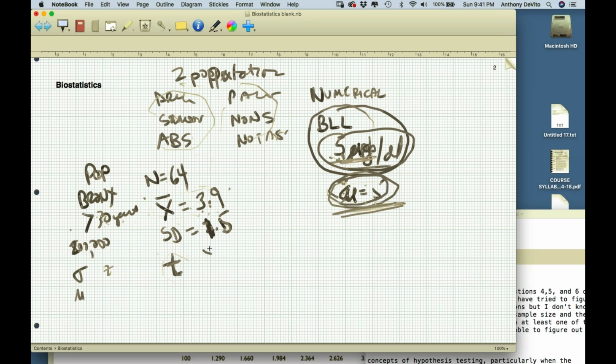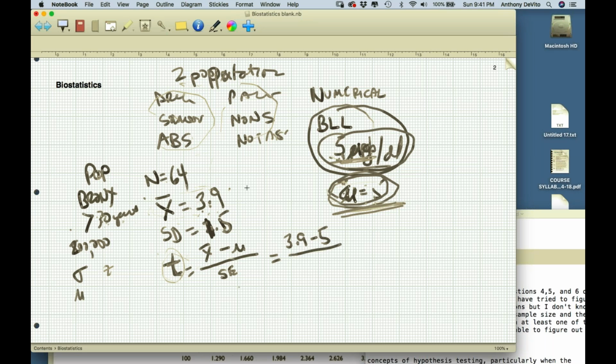Well, what are they? It's x bar minus mu, right? That's the difference between the two means, right? So that's 3.9 minus 5. That's how different they are, over the standard error. That's our standard deviation for repeated samples of size 64. It's called our standard error, right? So let's calculate this. My relative t-score, number of standard deviations apart, is going to be equal to x bar 3.9 minus 5 over the standard error.